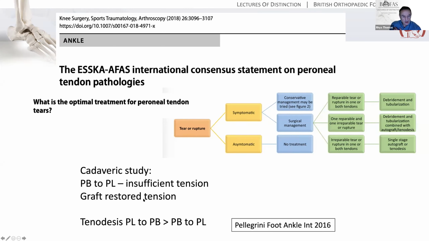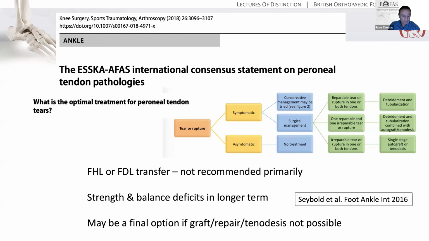They have advised, if possible, not to perform a tenodesis because this fairly recent cadaveric study showed that a tenodesis does give insufficient normal tension, and that a graft is much better at restoring normal tension. If you are going to perform a tenodesis, you get a much stronger and better tensioned repair if you tenodese longus to brevis rather than the other way around.